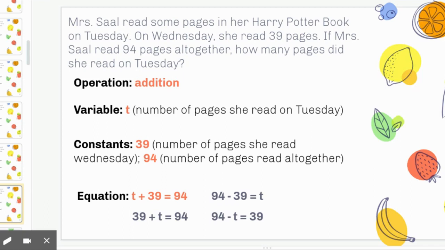In any of those equations, you will find that t has the same value. And that value is 55. But we're not as concerned right now in solving for the variable. We're just focusing on finding the equation or writing the equation to represent the situation. And again, the best equation to represent this situation was t plus 39 equals 94.